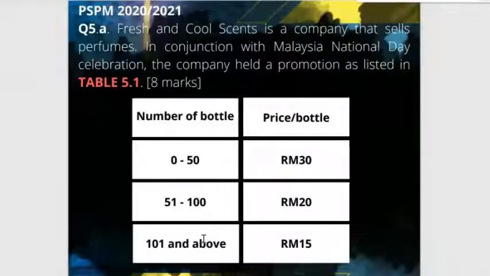Okay, why? Because we have options here. If we buy between 0 until 50, this is the price. If we buy between 51 to 100, this is the price. And if we buy 101 and above, this is the price. Okay. So the first thing that you need to do is to identify the control structure, and we have already identified that this is a nested selection because we have more than 2 options. So this is a nested selection.